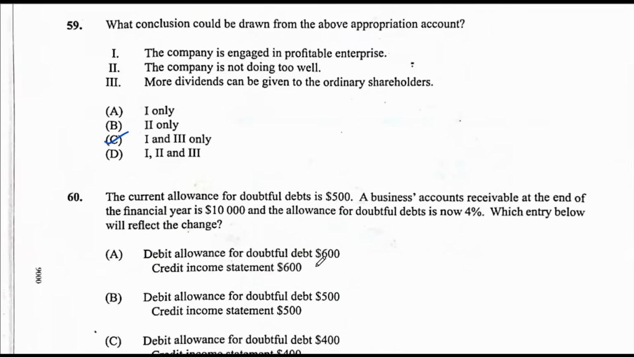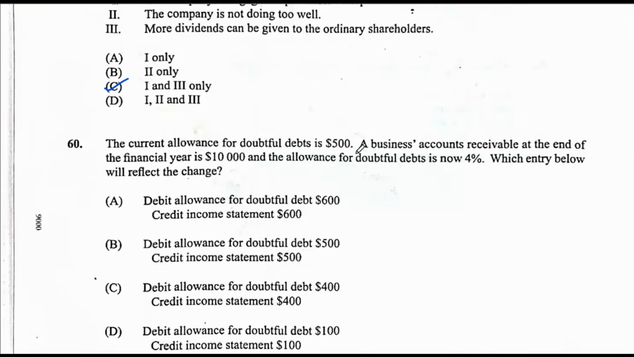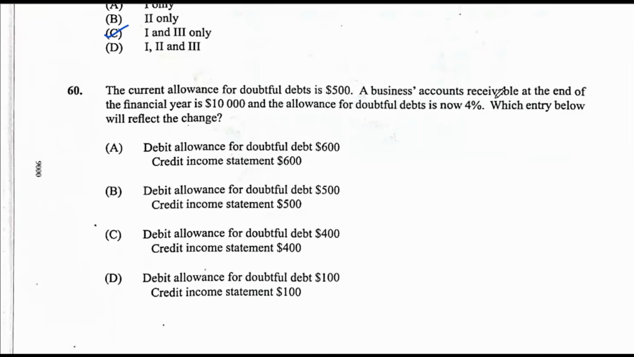My last one here, guys. The current allowance for doubtful debts is 500. A business's accounts receivable at the end of the financial year is 10,000, and the allowance is now 4%. What entry will reflect the change? This is a provision for doubtful debts question. So the provision right now is 500. The provision has to be 4% of 10,000, which is actually 400. So that means that the provision is reducing from 500 to 400.